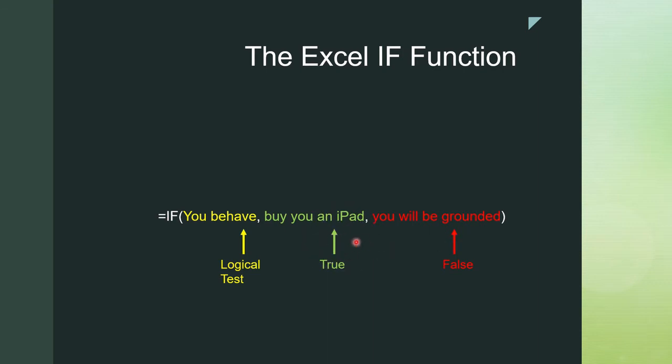And therefore, if it's not true and you don't behave, instead you're gonna be grounded, and you're not gonna like that. So this is one example, a more realistic example that I use for my if function. And no, I'm not gonna buy my daughter an iPad anyways. We cannot afford an iPad anyways. But anyways, this is one of the examples that I use.